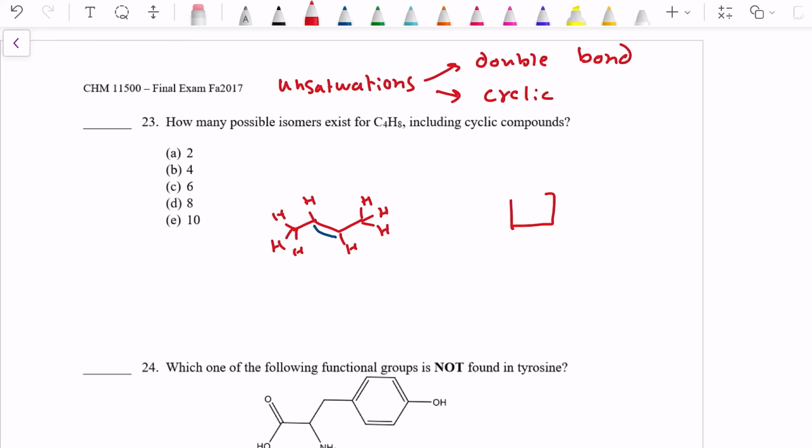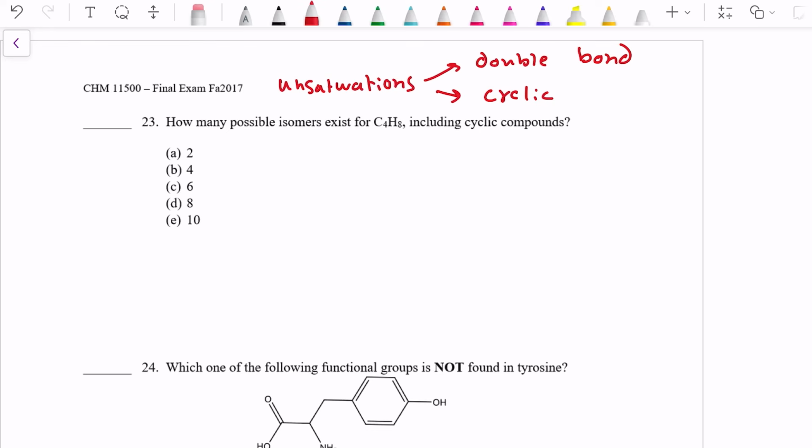We could also do something like this, where we now have a cyclic structure, but we don't need the double bond, and we still get 8 hydrogens. So let's figure out how many unsaturations we have first.